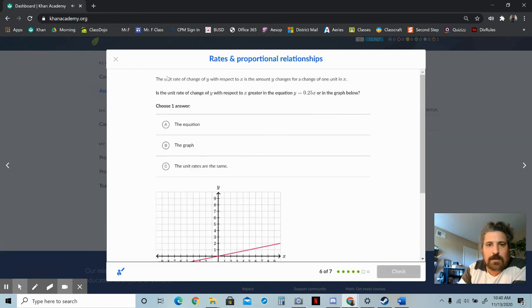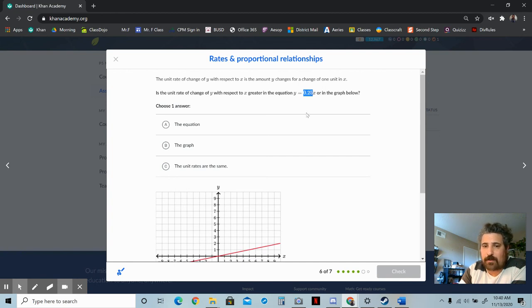All right, the unit rate of change of y with respect to x, or y over x, or y for every 1 x, is the amount y changes for a change of 1 unit of x. Is the unit rate of change of y with respect to x greater in the equation y equals 0.25x or in the graph below? Well, 0.25x has 0.25 as a multiplier, which basically means 0.25 is your unit rate, which is 1/4. So the ratio of y over x is 1/4, or when y is 1, x is 4.